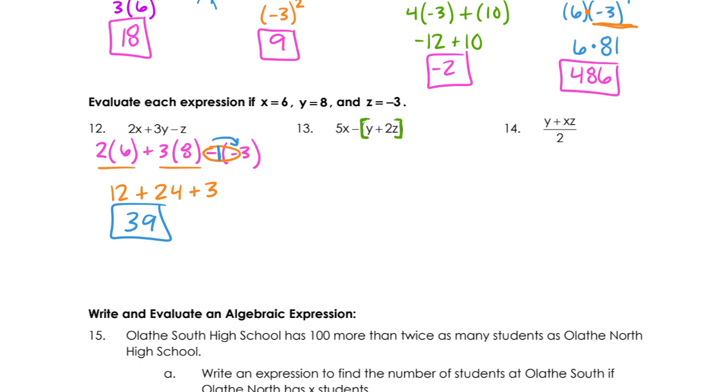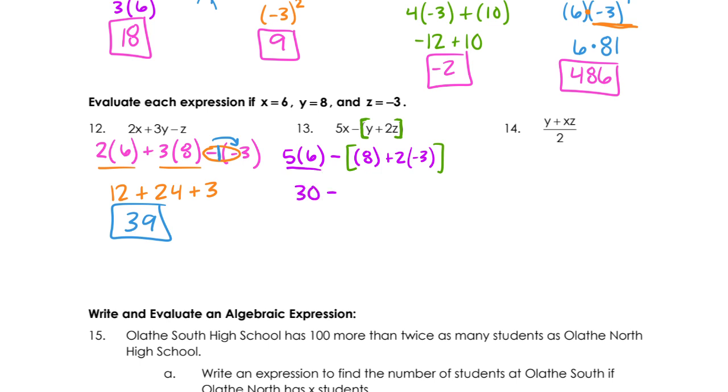So this is going to look like this, where the 5 is going to stay the same, but then times 6, and then minus, this is where I'm going to make that a bracket instead, and then I have y, which is 8, but that gets parentheses, and then plus 2, and then in parentheses negative 3, because again, whenever we plug something in for a variable, we have to use parentheses. That is a requirement. That is something that I will be grading, so you need to make sure you have those parentheses.